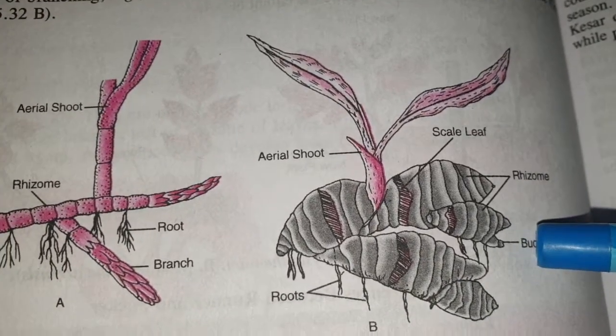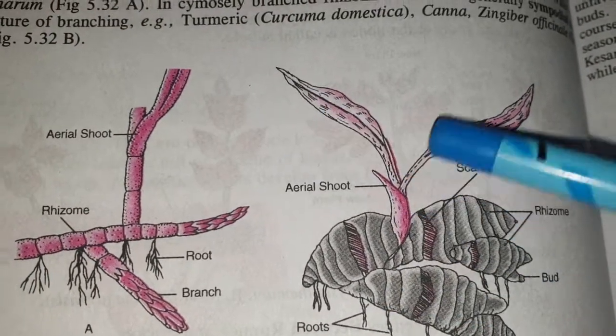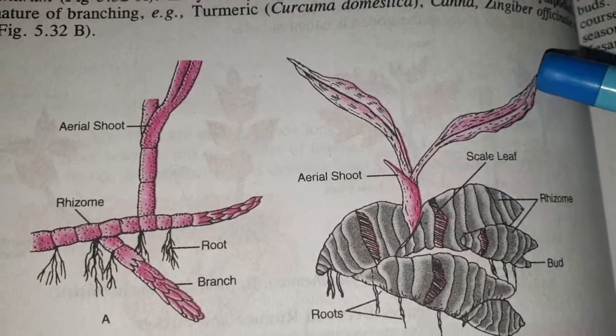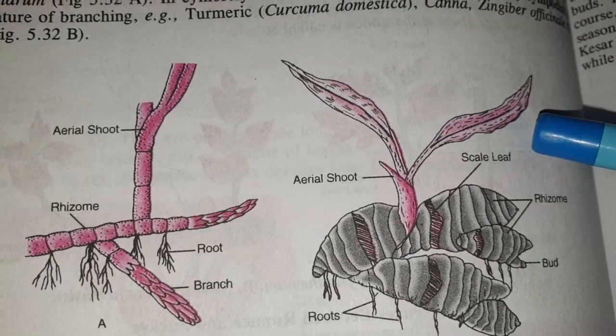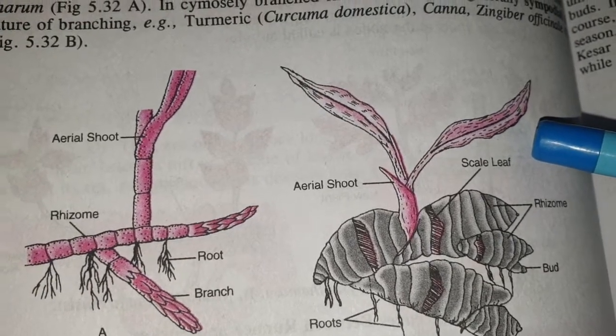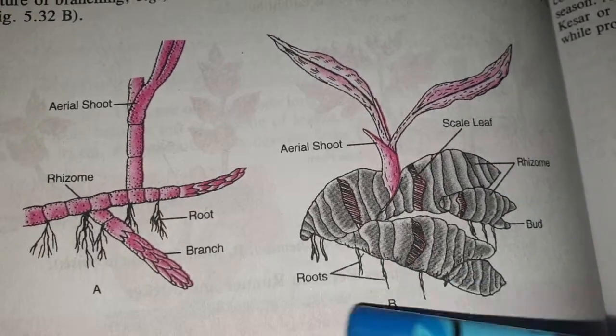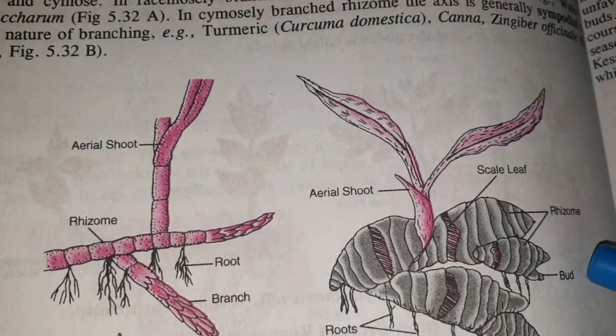Okay, axillary buds are present. They will develop aerial shoots. These aerial shoots are formed during the favorable seasons, and during the unfavorable season they perform perennation. Okay, they have nodes and internodes. Scale leaves are present. So this is the structure of a rhizome.